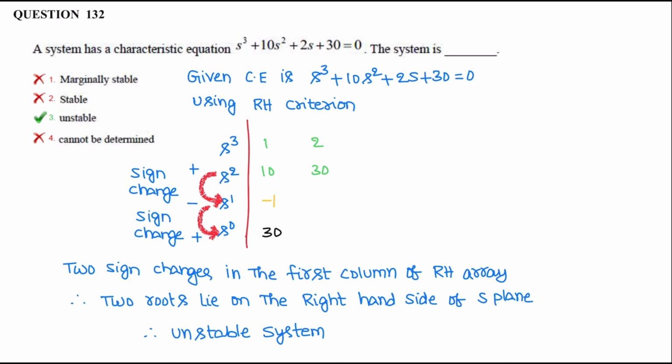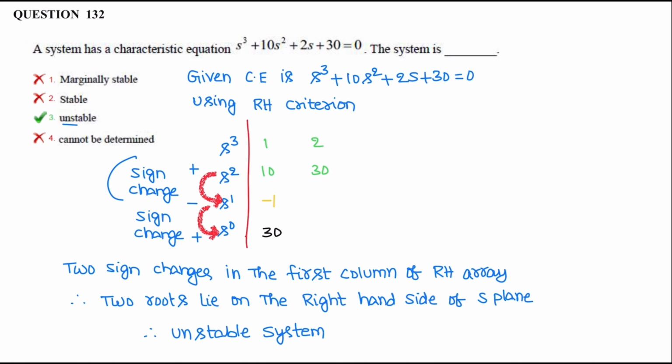There are two sign changes, from s square to s1 and from s1 to s0. It means there are two roots on the right hand side of the s plane. Two sign changes in the first column of the RH array, so two roots lie in the right hand side of the s plane. Therefore the nature of the system is unstable. It is an unstable system.